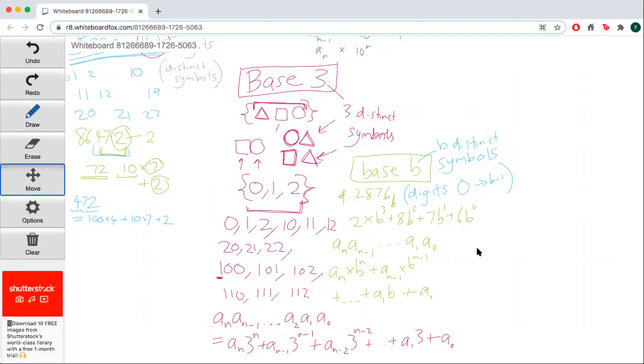So instead of 0 arrow B minus 1, let's just be specific. The digits go from 0 to B minus 1. Cool.